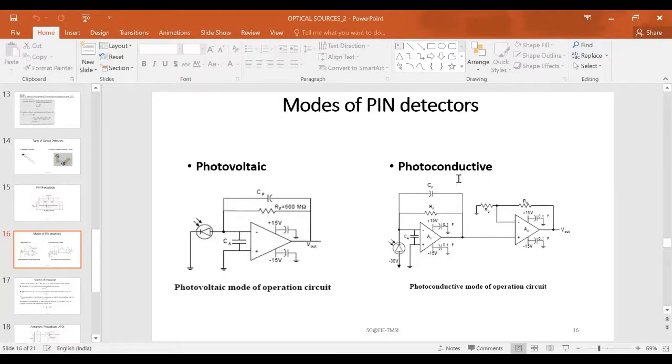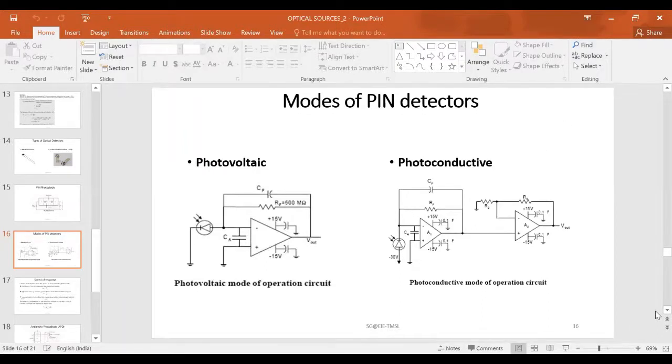On the other hand, in photoconductive mode, the detector is reverse biased. The output in this case is a current that is very linear with the input light power. The intrinsic region somewhat improves the sensitivity of this device. It doesn't provide internal gain, and the combination of different semiconductors operating at different wavelengths allows the selection of material capable of responding to the desired operating wavelength. So that is the basic difference between the photovoltaic mode and the photoconductive mode.